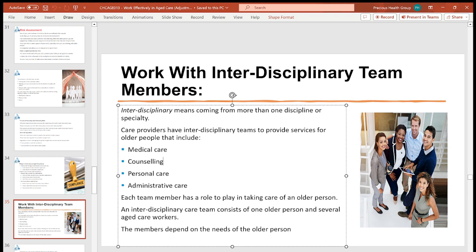But today we are going to be starting with working with interdisciplinary team members. What exactly do we mean by this? Interdisciplinary team members are specialists from different backgrounds, and you as a healthcare worker will be working alongside these specialists to provide the necessary support as well as care for the people needing support that you are looking after.